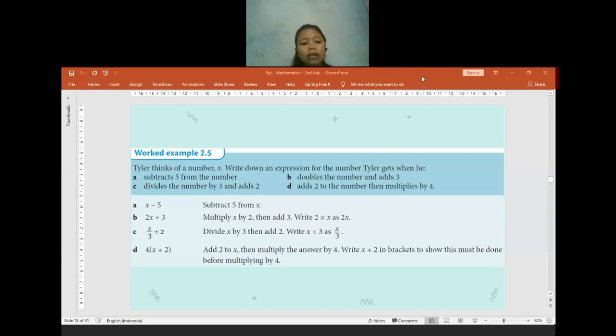For the question D, add 2 to the number. Because we add 2 to the number, I will get x plus 2. After I get x plus 2, then multiply it by 4. Because this is everything that I already got, and it is more than one term, I have to put a bracket. Then I need to write the 4 here. The 4 you can write in the front or after the bracket. It will be okay.